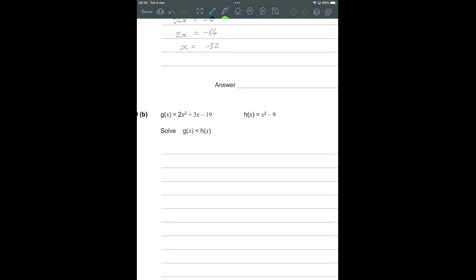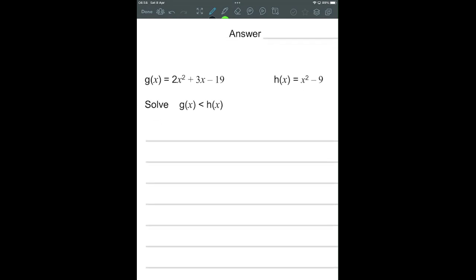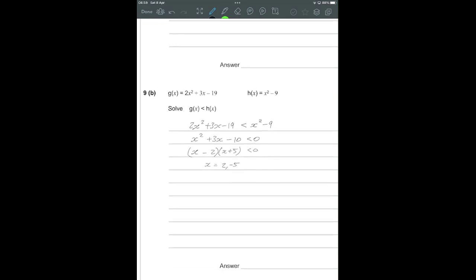Part B. We have 2 quadratic functions this time, and we're trying to solve where the g function is less than the h function. So this is just a thinly hidden quadratic inequality. So let's bring everything onto the same side. Let's factorize to find those critical values. So that's telling us that our critical points are 2 and negative 5.